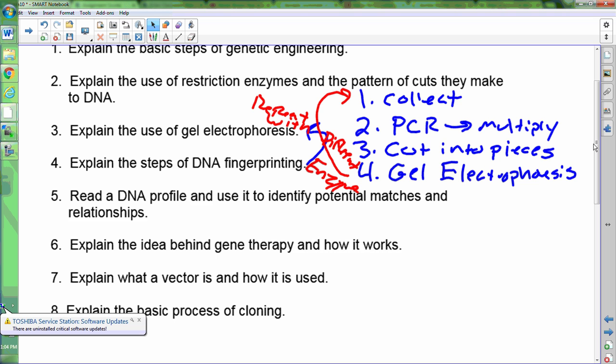How many times do you repeat it? I don't know what the standard is. Yeah, 5 or 6 different restriction enzymes. I would say at a minimum.